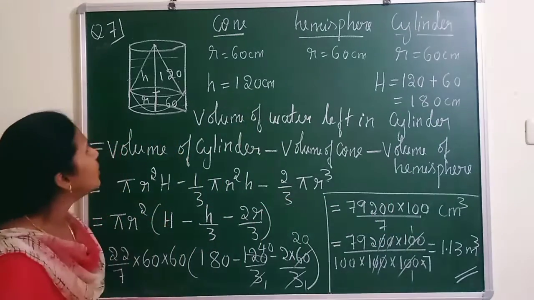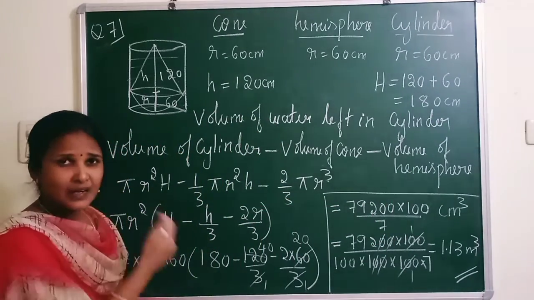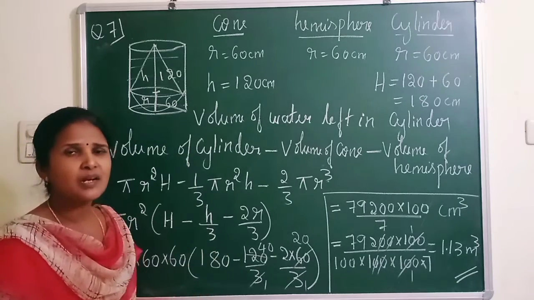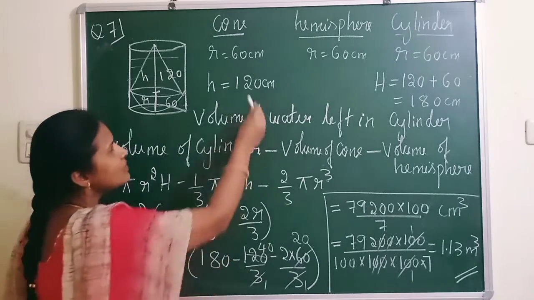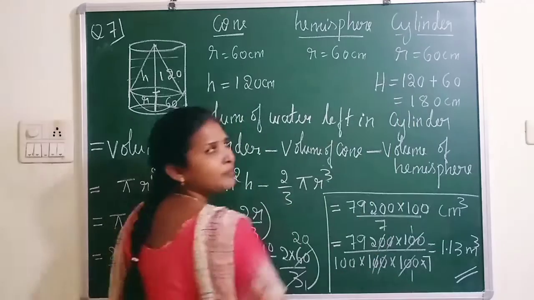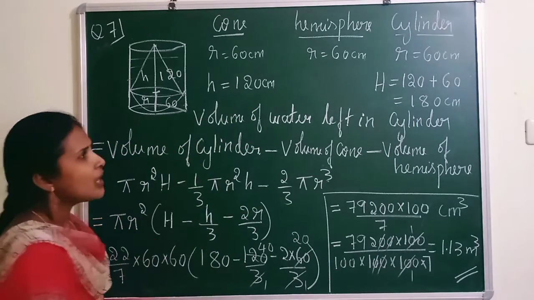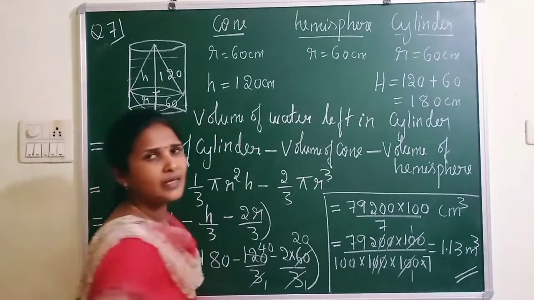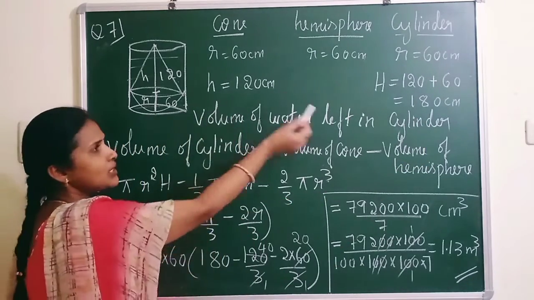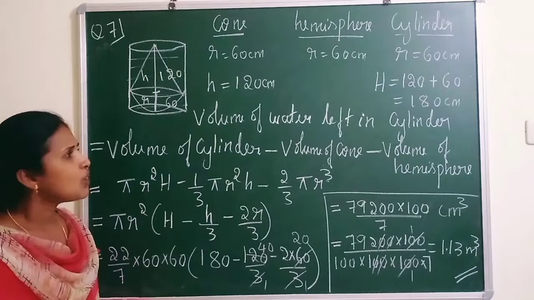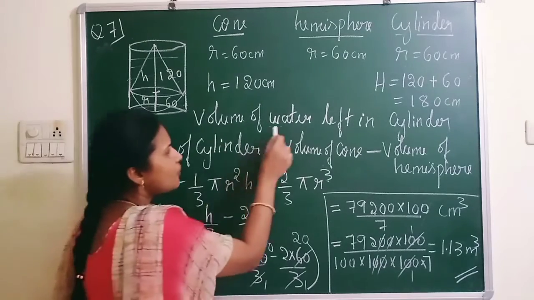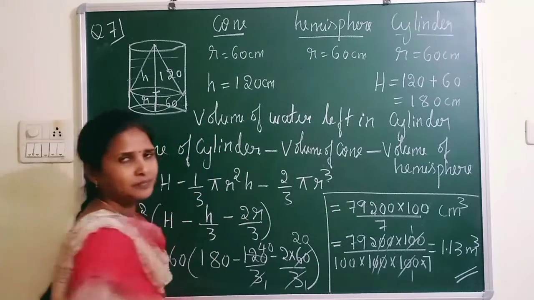centimeter. Now, if you observe the diagram, the radius of cone, hemisphere and cylinder all are same. So what is the radius? 60, 60, 60. And height of the cone is 120 centimeter and height of the cylinder is 180 centimeter. So I have used here small h and there capital H. So what I should find? The volume of water left in the cylinder.